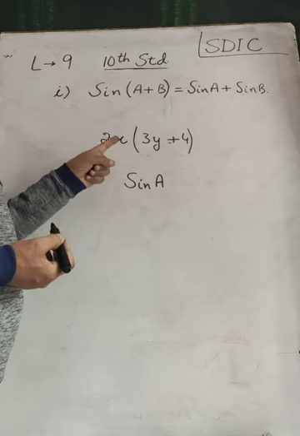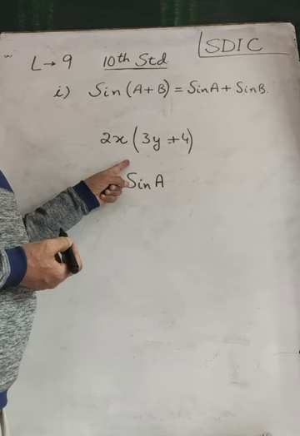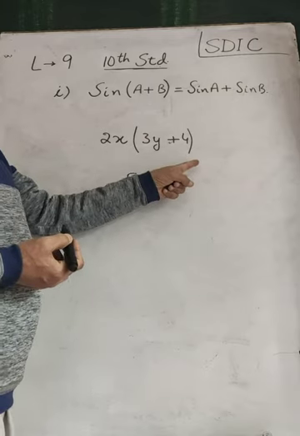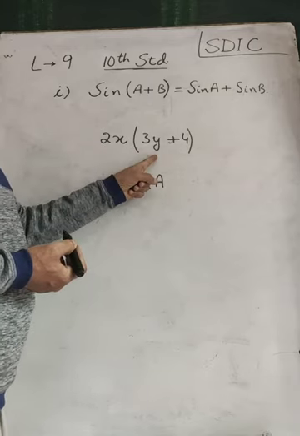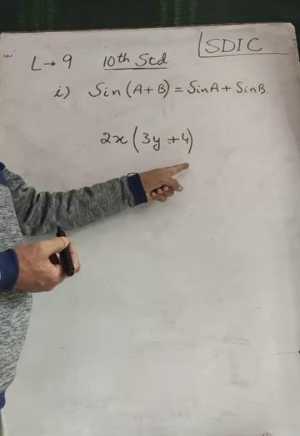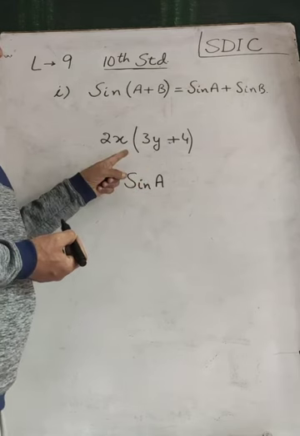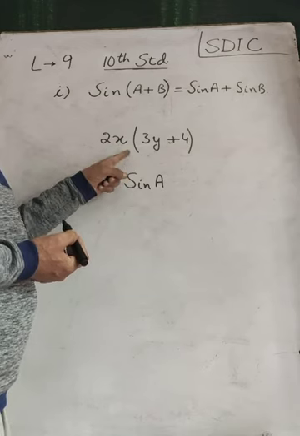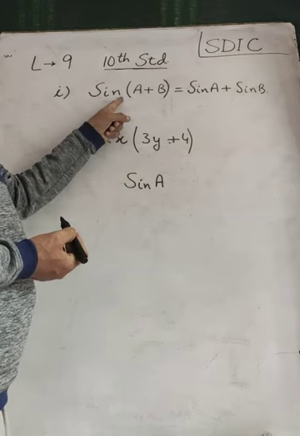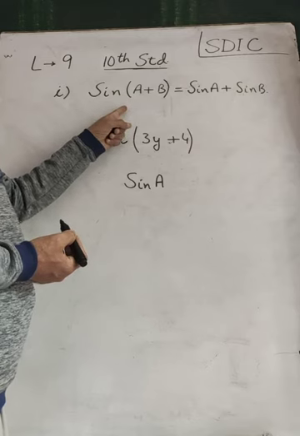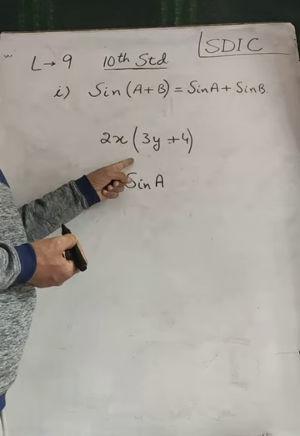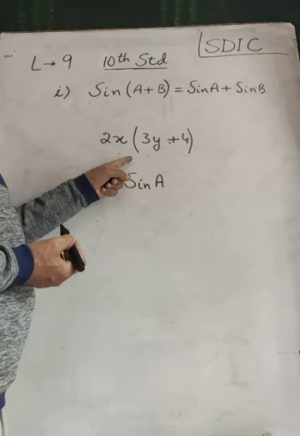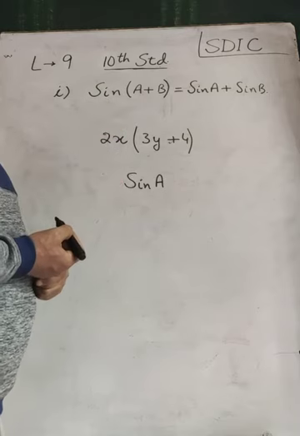Had it been the product, then algebraic law would apply. Distributive law would be applied. 2x would multiply 3y, 2x would multiply 4 also. That would have been had it been the multiplication. But this being trigonometry, this is not the product, it is the abbreviation. Therefore, that distributive law which we apply in case of multiplication cannot be applied here.